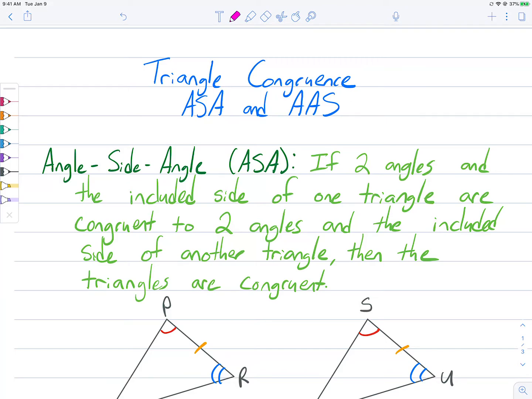Triangle congruence, angle side angle and angle angle side. So we have two more ways that we can prove that two triangles are congruent. So this first one, angle side angle. If two angles and the included side of one triangle are congruent to two angles and the included side of another triangle, then they are congruent.